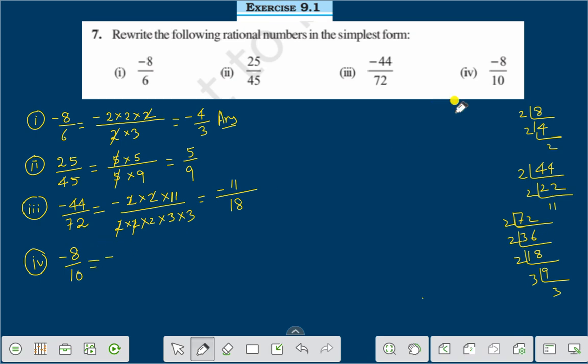8 can be written as 2 fours are 8 and 2 twos are 4. Right? Therefore minus 8 can be written as minus 2 into 2 into 2. And 10 can be written as 2 into 5. And if we cut these 2 and these 2, we are getting minus 4 by 5. Minus 4 by 5. Right?